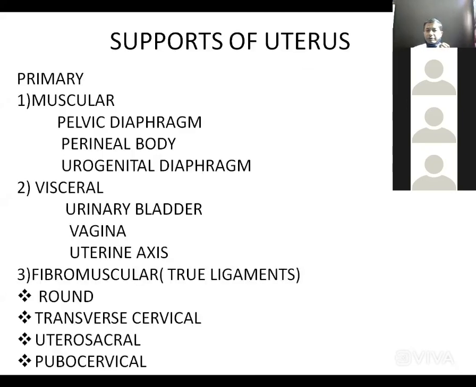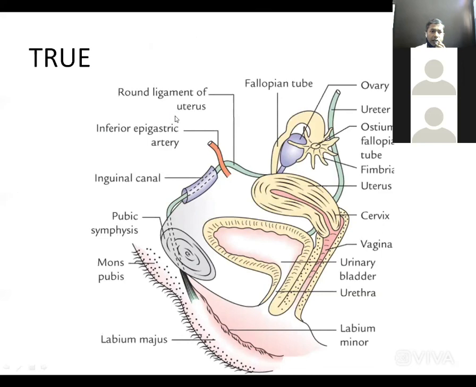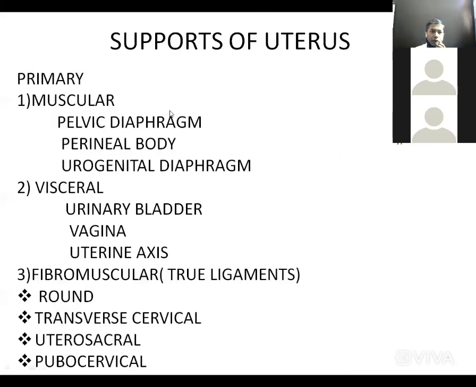Now coming to the supports, very important. You may get a question on the supports. Also, in the starting I forgot to tell you, on the uterus you may get a long question, so be thorough with this topic. We are going to divide the supports of the uterus into two main parts: the primary support and the secondary support. The primary support is divided into three parts: muscular, visceral, and fibromuscular.